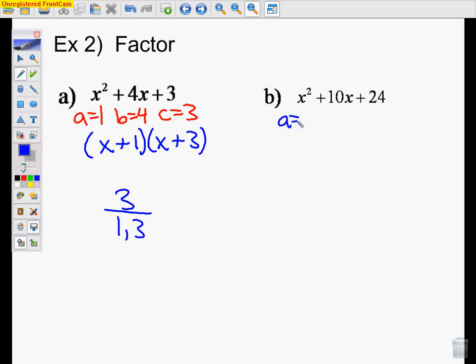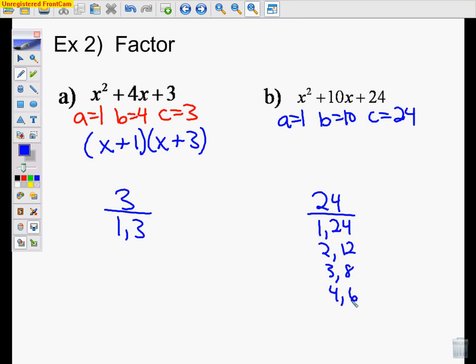B. A again is 1, like it will be in all the problems in this section. B is 10, and C is 24. All right, so we need to find two numbers that multiply to give you 24 and at the same time add to give you 10. The numbers that multiply to 24 are 1 and 24, 2 and 12, 3 and 8, and 4 and 6. Now, out of those, which of those add together to give you 10? Well, this is 25, this is 14, this is 11, this is 10. Okay, so that's what we're looking for.